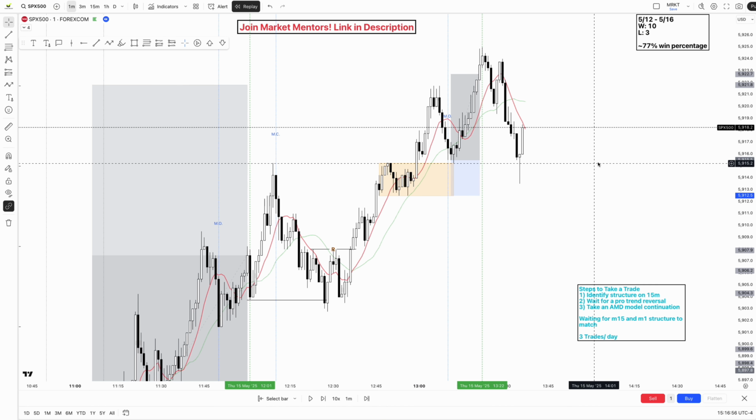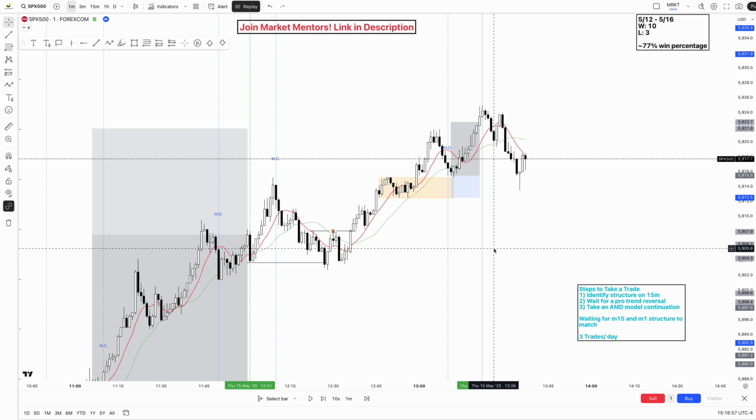So Thursday was a very solid day. It would have been 3 straight wins for that day, or at least 2 for this one. I think I had 3 in real life, but 2 wins for that day, and then to take us on to Friday.